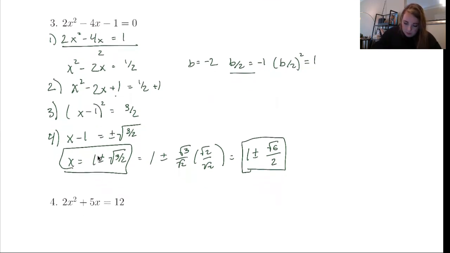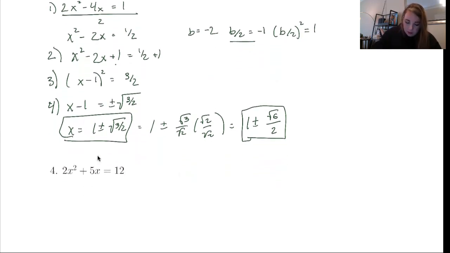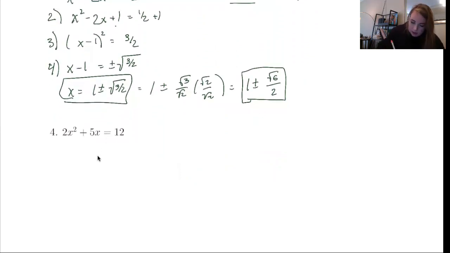Another one. So great, this one's already moved the constant over onto the other side, but I still have a leading coefficient of 2. So I'm going to get rid of it. So I have x squared plus 5 divided by 2x equal to 6.